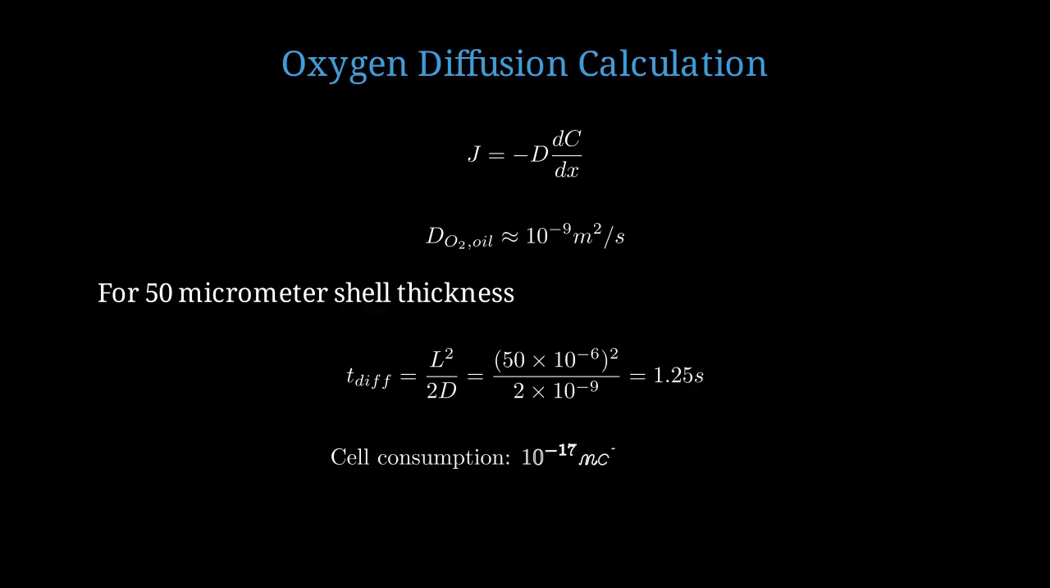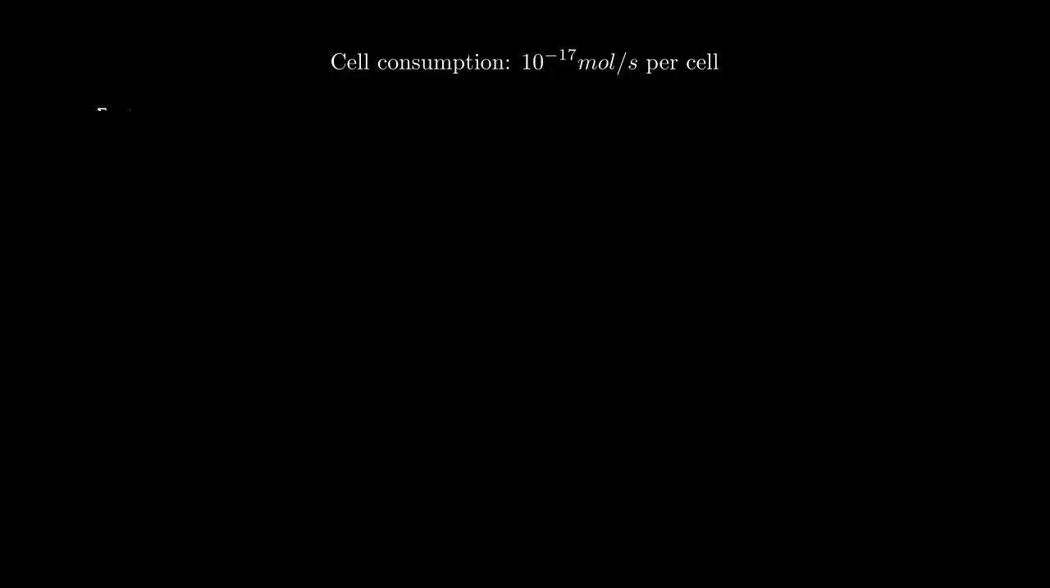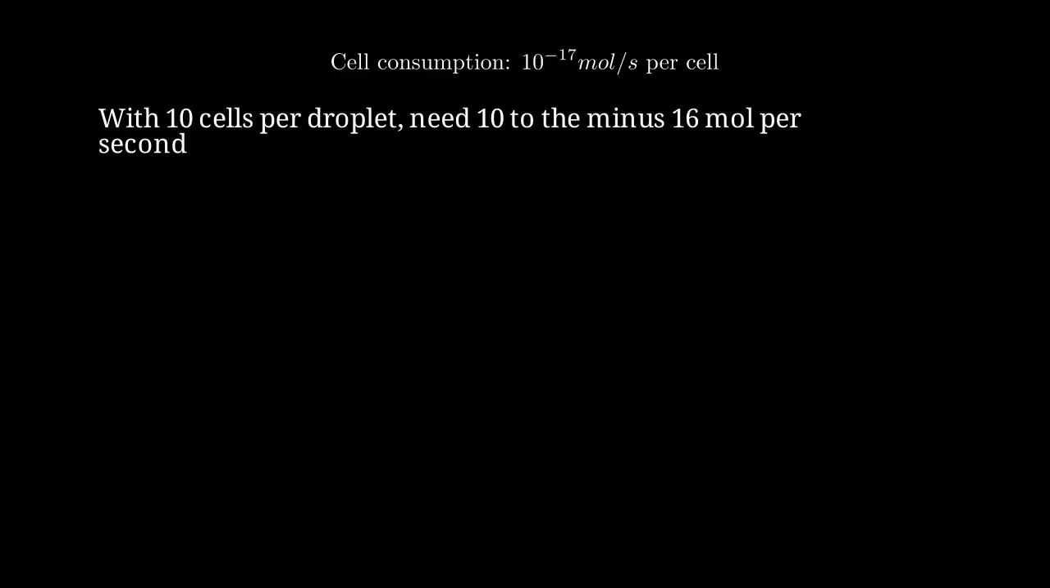A typical mammalian cell consumes about 10^-17 moles per second of oxygen. If we have 10 cells per droplet, we need 10^-16 moles per second oxygen flux. Our calculation shows diffusion easily supplies this rate.